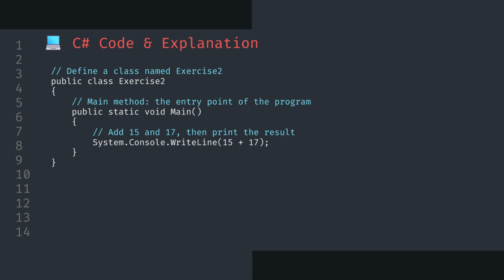This program is short and simple. You start with a class called Exercise2. Inside the Main method, we use System.Console.WriteLine, but instead of just printing it, we tell it to compute 15 plus 17. C# first calculates the sum, which is 32, then prints the result directly on the screen.